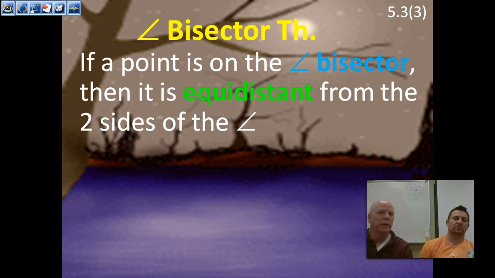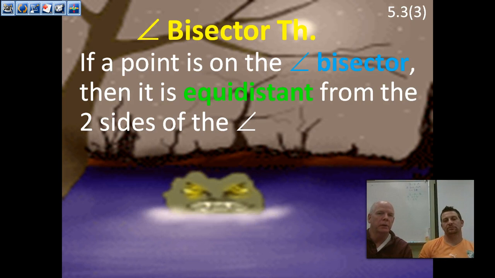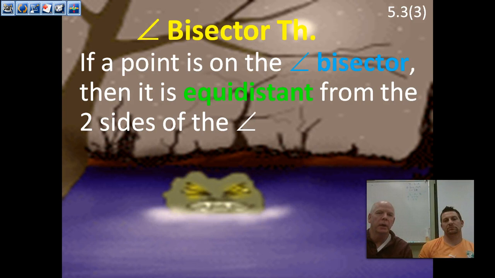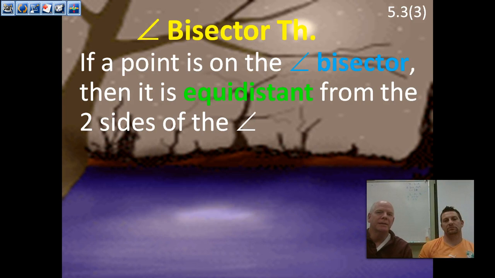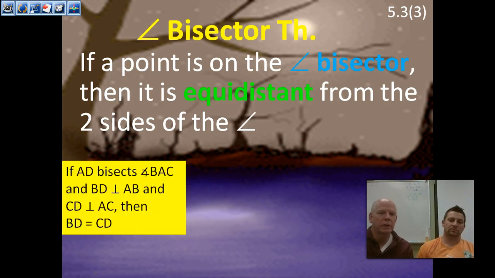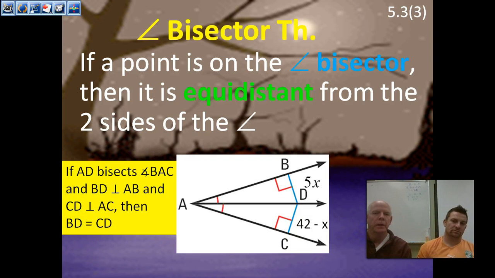And so our angle bisector theorem here says that if a point is on that angle bisector, typically a ray, so if there's a point on that ray, then it is equidistant from the two sides of the angle. So let's take a look at a diagram that would represent that. So if we're looking at this picture here, we have angle BAC and we have AD bisecting that angle. And we can see that because the two angles are marked with the hash marks to show them congruent.